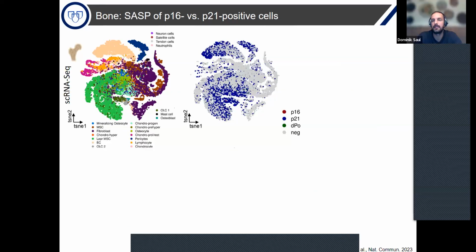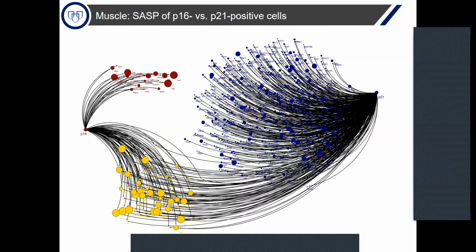Hi, then Dominik. Oh, sorry. Yeah, go ahead. May I have a question regarding the p21 positive cells? Because in skeletal muscle, a lot of the mononuclear cells are p21 positive, but they are not senescent. So is it better to set up a threshold for p21 high expression versus low expression? Yeah.